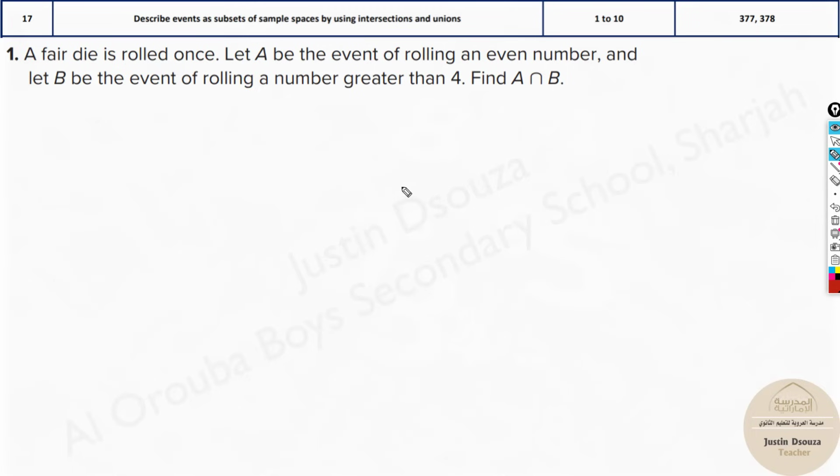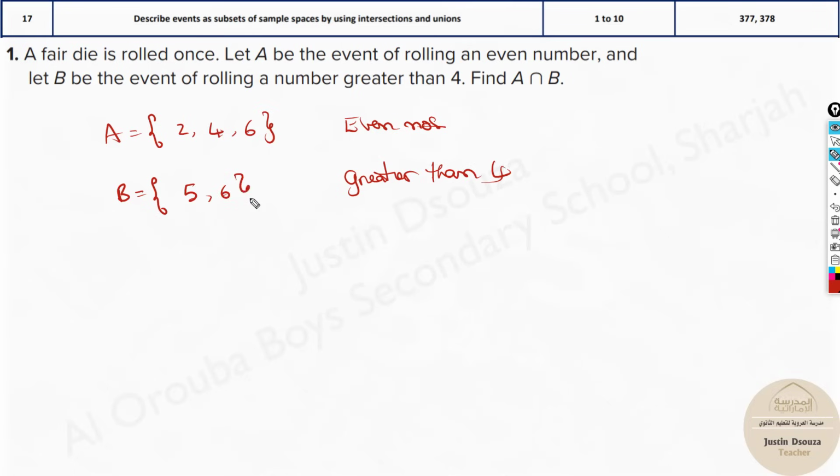Now let's try solving this one. First, what is A? A is rolling an even number. It is 2, 4, and 6. What about B? It is rolling a number greater than 4. Now, greater than 4 means, is the 4 included? So greater than 4 means it is 5 and 6. The number 4 is not included. If it was greater than or equal to 4, it would mean 4, 5, 6. But here they have just said greater than, it is just greater than 4.